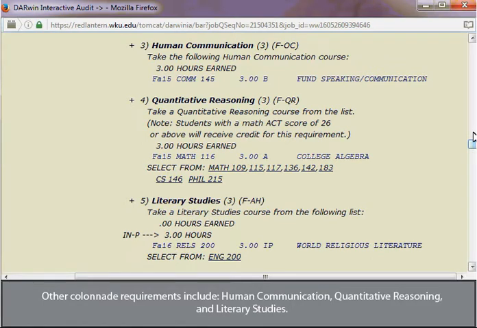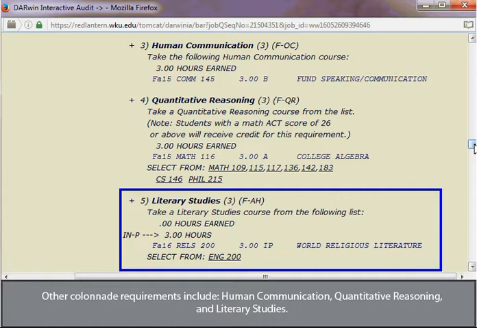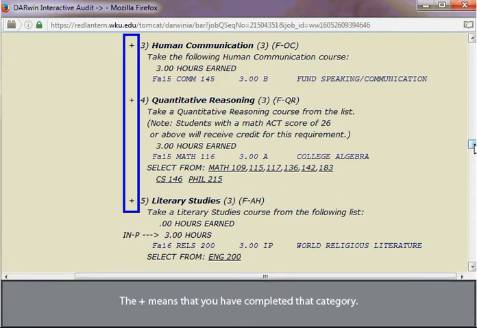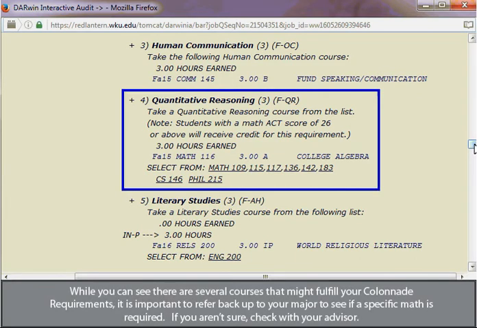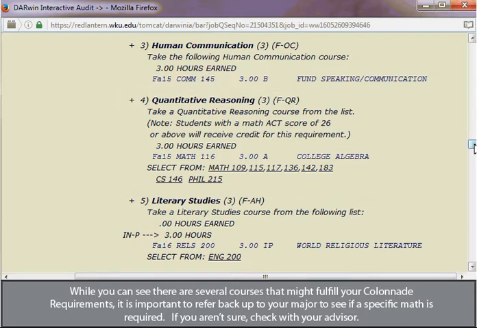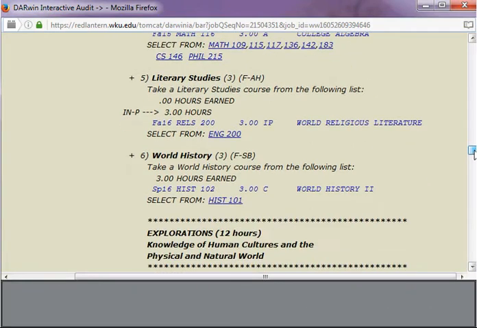Other Colonnade requirements include human communication, quantitative reasoning, and literary studies. The plus means that you have completed that category. Some majors require that you have a specific math course to meet their requirements. While you can see there are several courses that might fulfill your Colonnade requirements, it is important to refer back to your major to see if a specific math is required. If you aren't sure, check with your advisor.